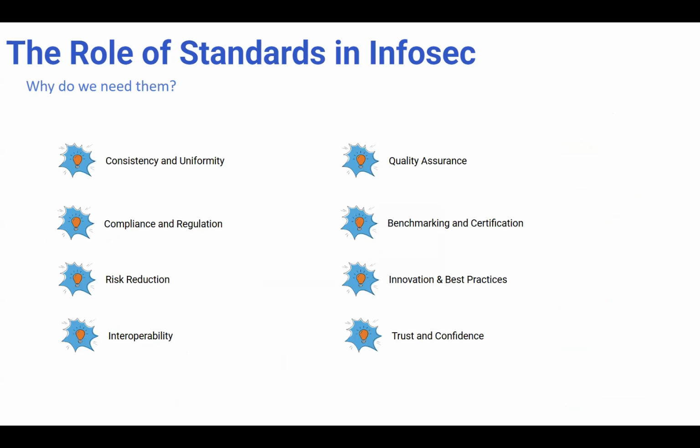And that also goes a long way in saying why we need standards in information security. Consistency and uniformity, we've already said that. Processes, technologies, and systems that are implemented across organizations can be consistent and uniform. There's actually a lot, but I will pick out trust and confidence here to discuss.